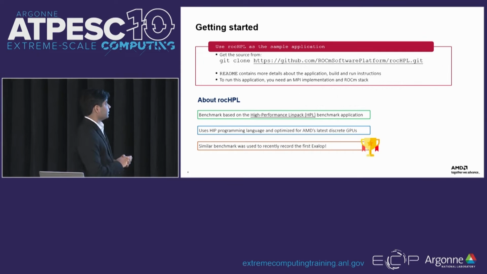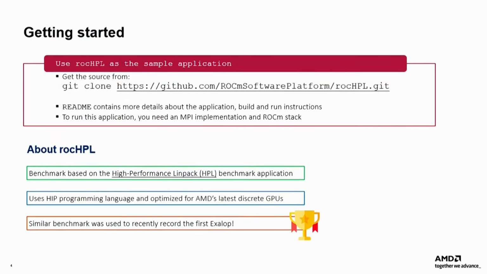And the application that I used is rocHPL. There is a GitHub link for that. You can follow along. I'll keep the slide open for now. The README contains all the information about how to build and run the application. Essentially what you're going to need is an MPI implementation and the ROCm stack to be able to use rocHPL.